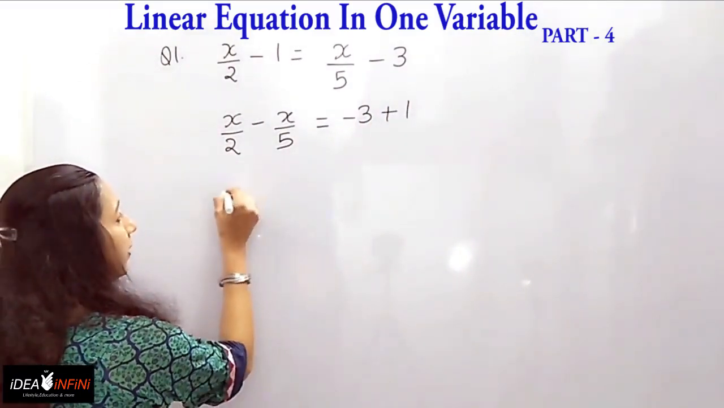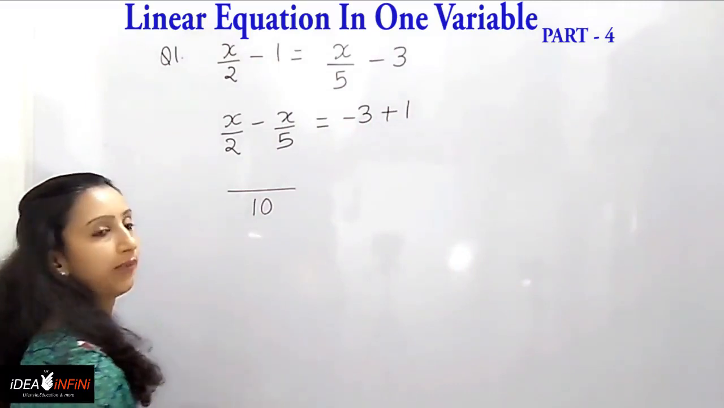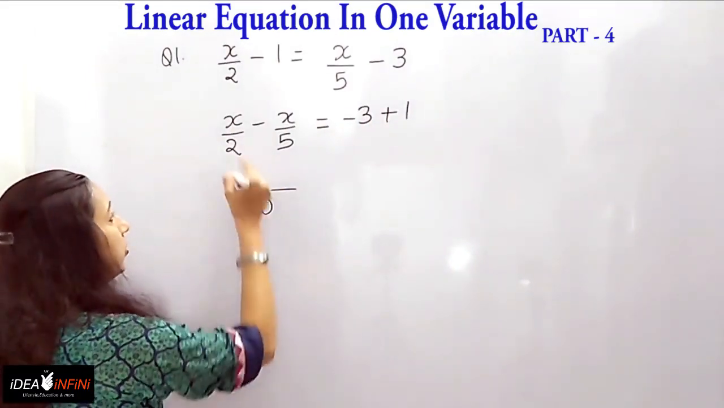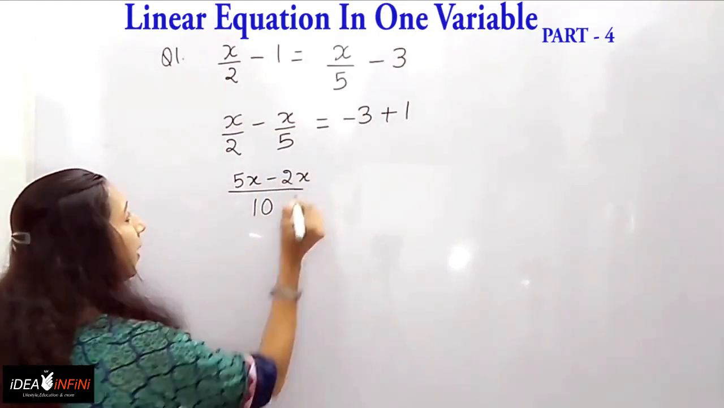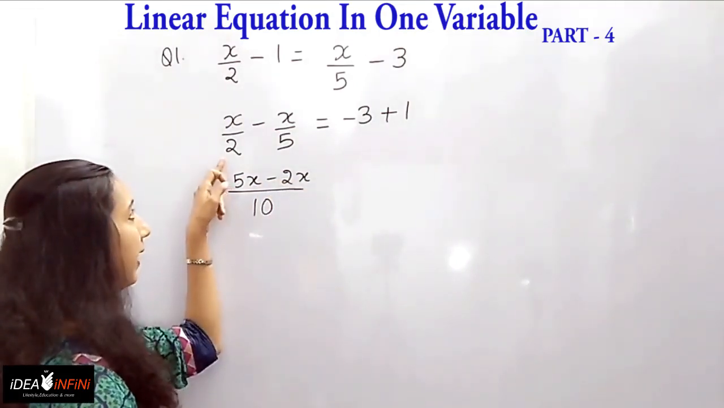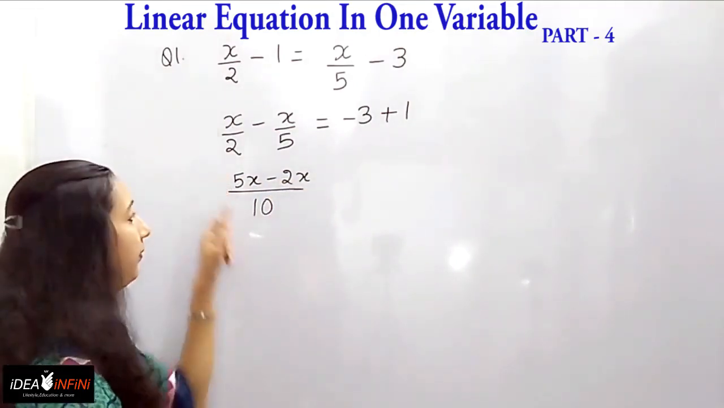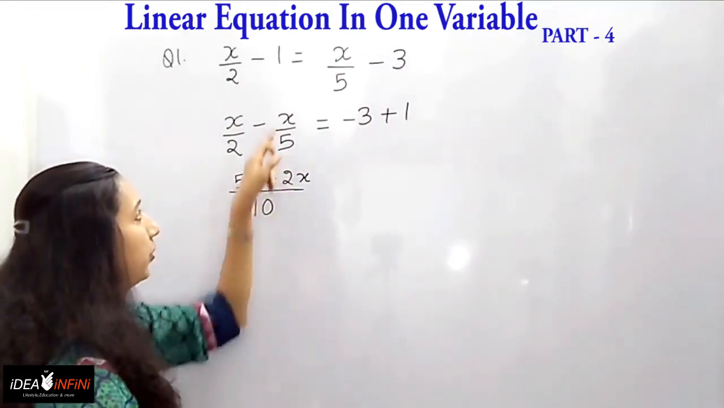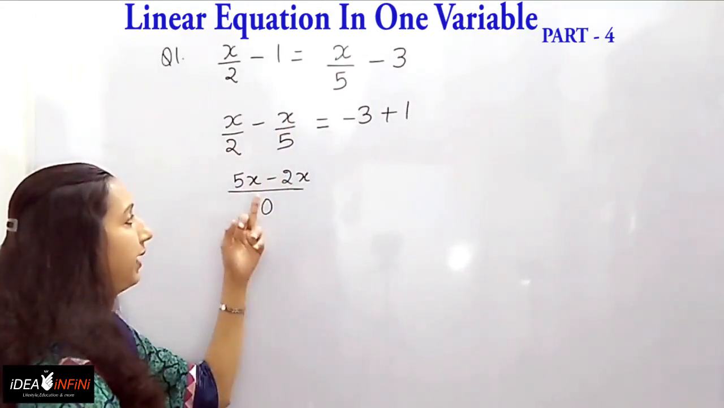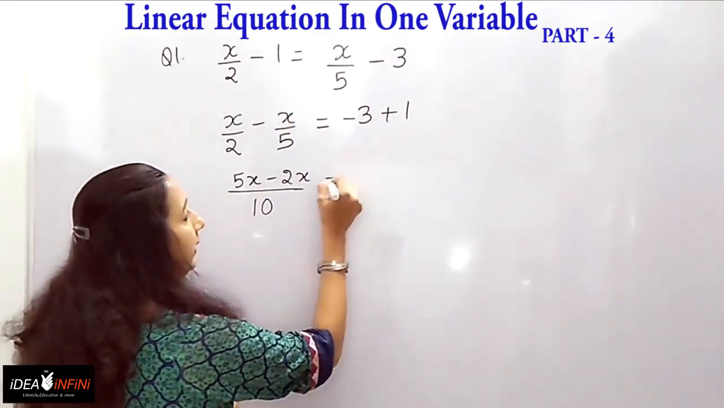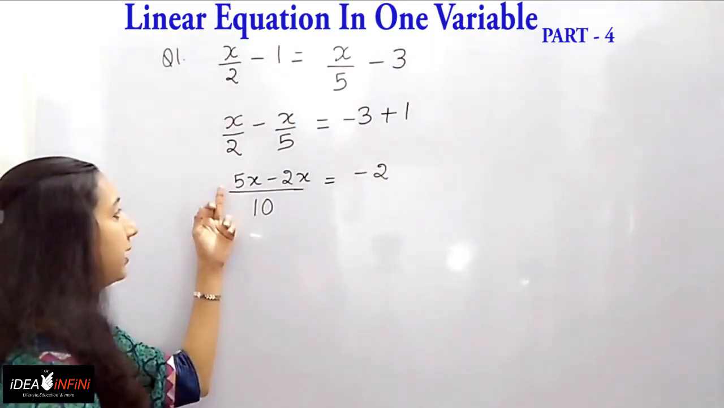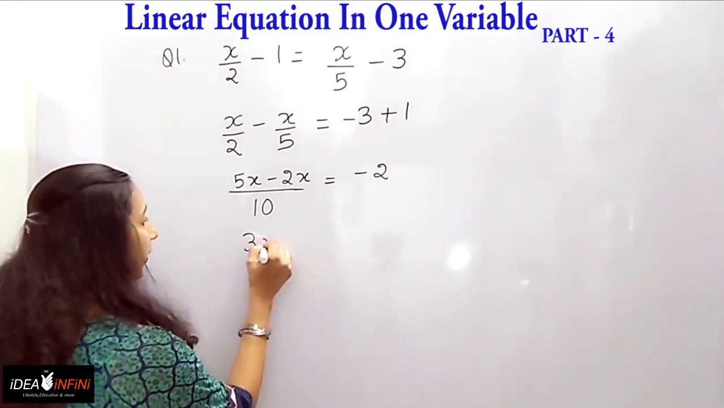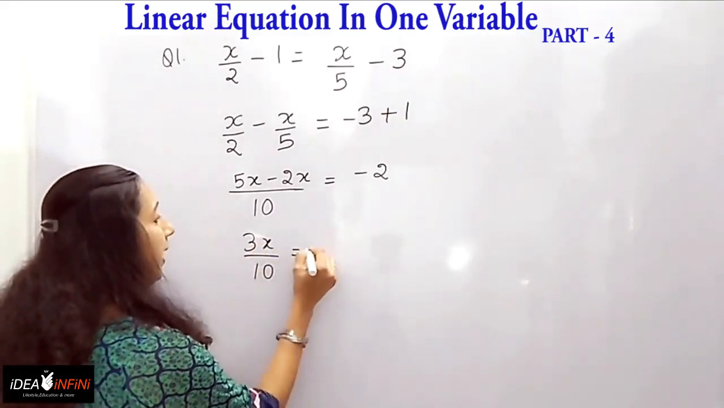2 and 5. So I take the LCM of 2 and 5, that is 10. 5 into x and minus 2 into x. 10 divided by 2 is 5, so it is getting multiplied by 5. 10 divided by 5 is 2, so this is getting multiplied by 2, and the minus sign in between. And here -3 + 1 is -2. This is 3x/10 equal to -2.